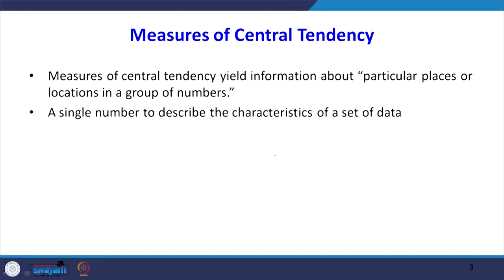What is a measure of central tendency? Measures of central tendency yield information about particular places or locations in a group of numbers. Suppose there is a group of numbers, that group of numbers has to be replaced by a single number. That single number we can call central tendency. That is a single number to describe the characteristics of a set of data.